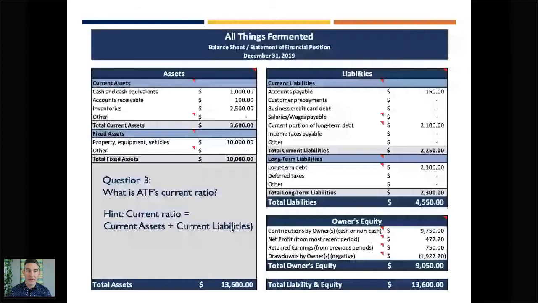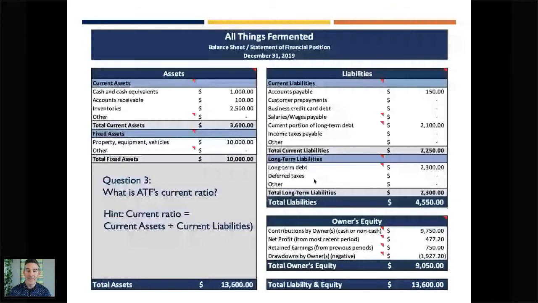So I'll give you folks a moment. I'm actually just going to highlight the two numbers here in a moment, but I'll give you a moment to look and see if you can find the current assets and the current liabilities on the balance sheet. And then all you would do is divide the first one by the second one.